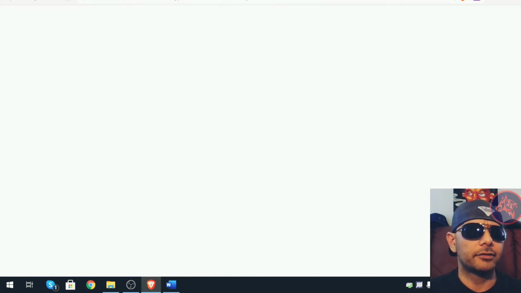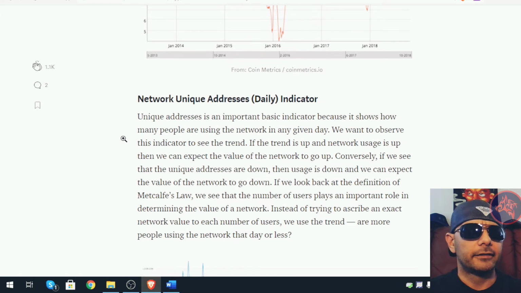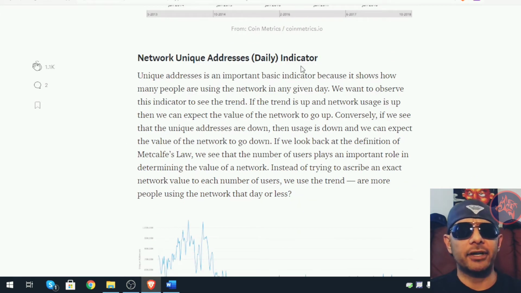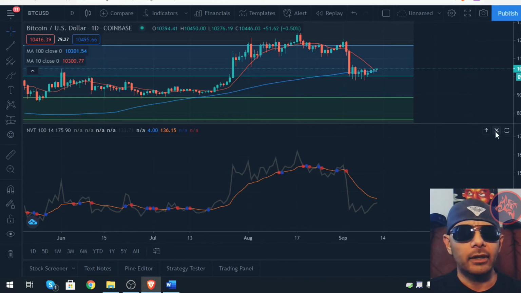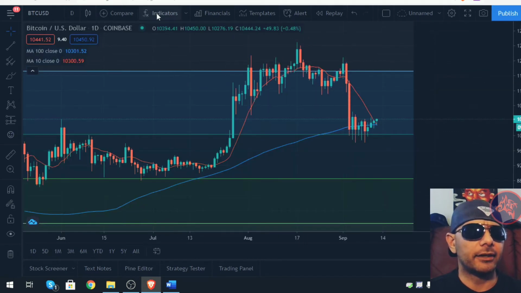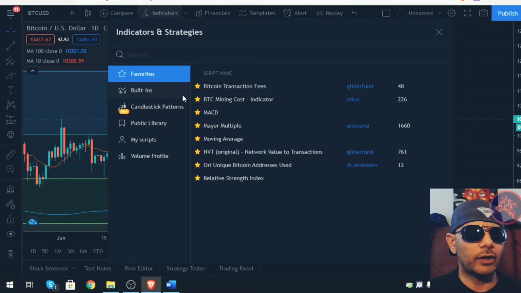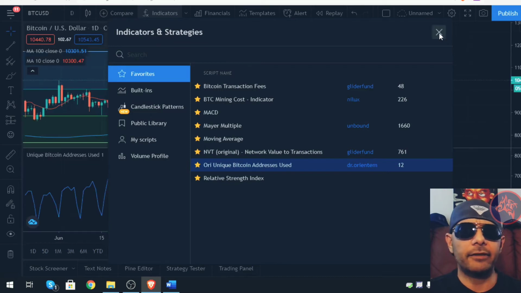Let's go back to this. So the next one I use is the unique addresses indicator, which is a great indicator in itself as well. Let's see, where is that? Right here. And as you can see, I favorite everything.